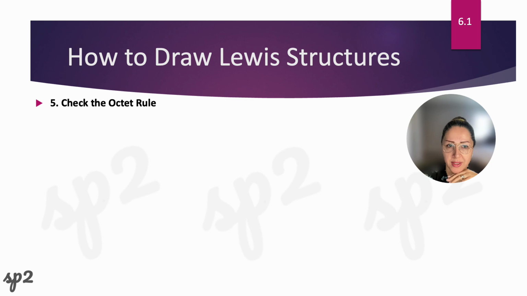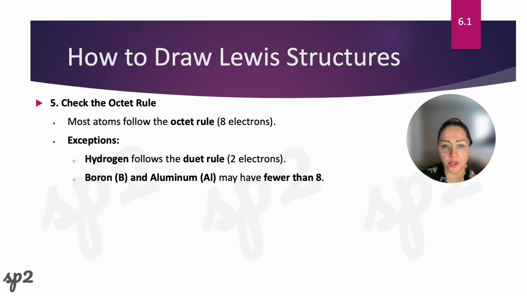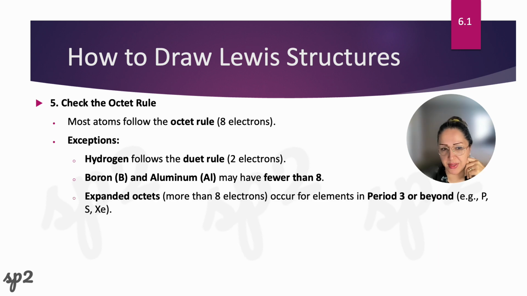Then we're going to go ahead and check the octet rule. We want to make sure that the atoms all have 8 electrons, right, following the octet. Now we know that there are a few exceptions, right? The most common exception is hydrogen, where we know that hydrogen cannot have more than 2 electrons. So you can say this is the duet, not an octet. Also, boron and aluminum are going to have less than 8 electrons typically. They have 3 bonds, which is 6 electrons. You could potentially have an expanded octet, which means more than 8 electrons, and that happens possibly for elements in period 3 or anything beyond that. Maybe for phosphorus, maybe for xenon, right?